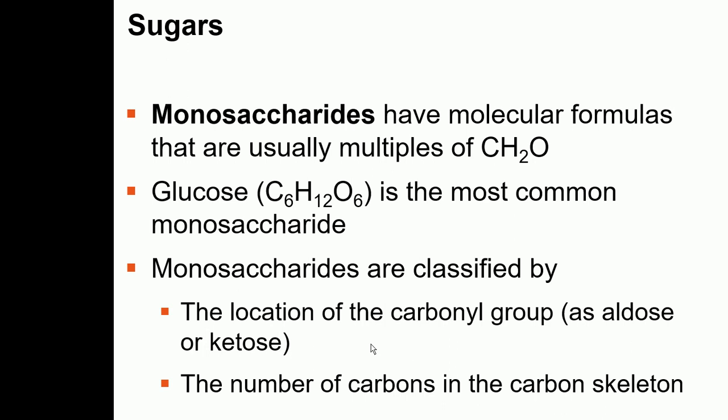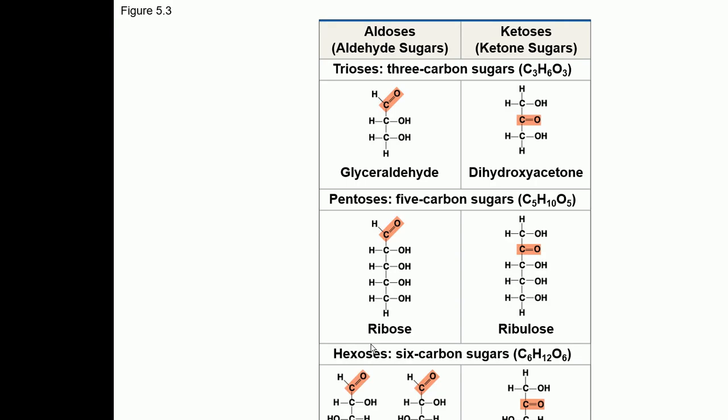Now the monosaccharides can be classified on the basis of how many carbons they have, or on the basis of the location of the carbonyl group. On the basis of how many carbons they have, they can be trioses, pentoses, or hexoses. If they have 3 carbons in them, they are called trioses. If they have 5 carbons, they're called pentoses, and if they have 6 carbons, they're called hexoses.